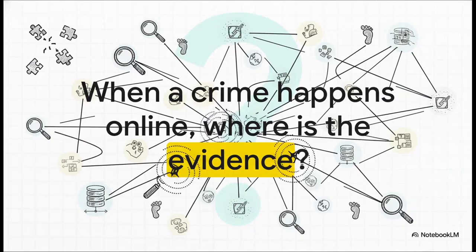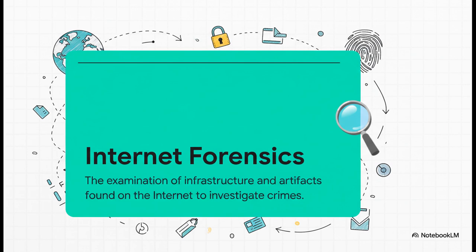This is the big question, right? It's what every digital detective has to figure out. See, unlike a physical crime scene, an online crime doesn't just happen in one spot. The evidence is scattered all over the place, often hidden in plain sight across this huge, invisible network. So, where do you even start looking? Well, there's a whole field dedicated to answering that question, and it's called internet forensics.